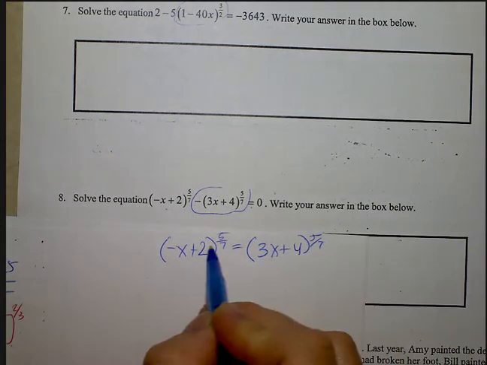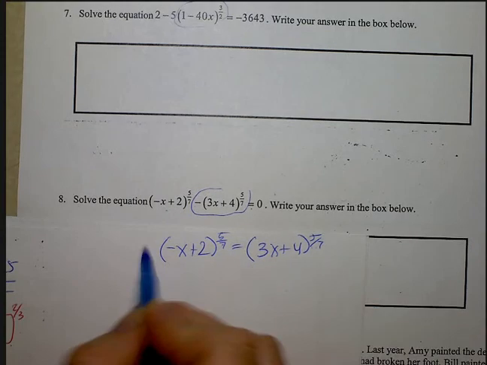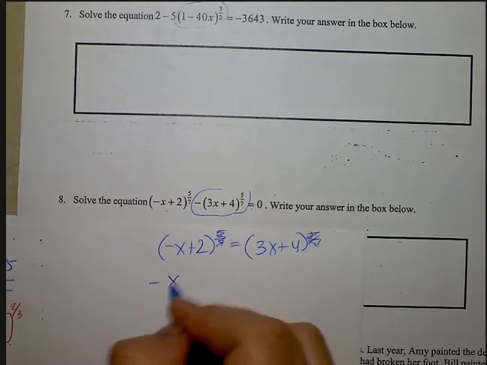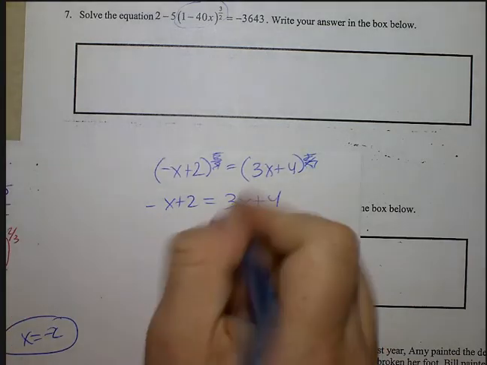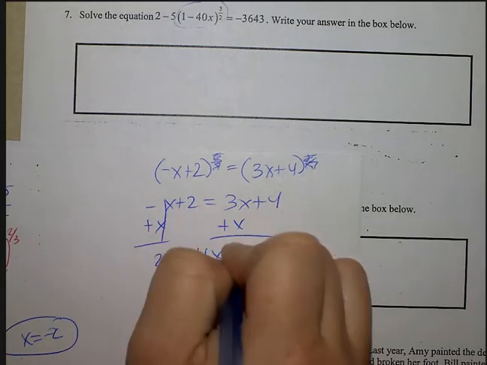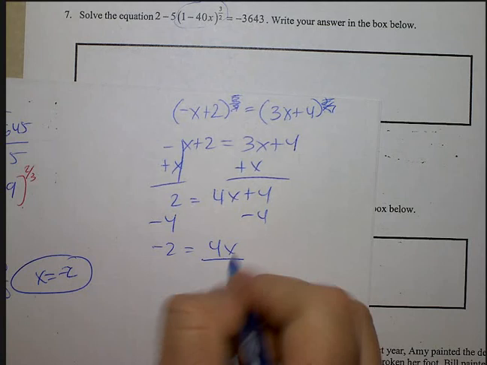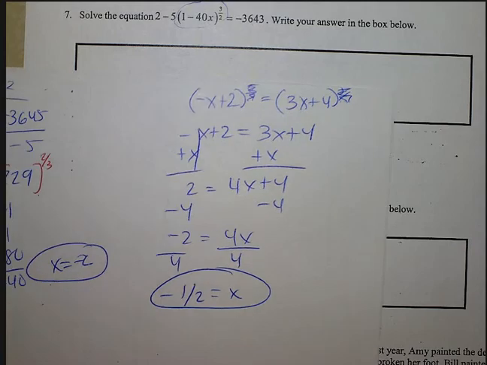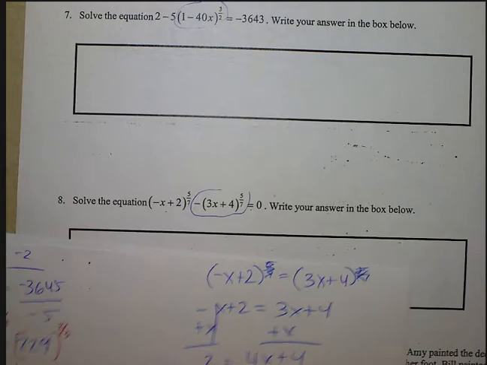When you have a quantity raised to an exponent equals a quantity raised to the exact same exponent, there's no additional numbers on the other sides here. I get to cancel out the exponents and then simply solve this equation using basic algebra. So I'm going to choose to add the x's to the right and now isolate the x. And reduce the fraction, -1/2.